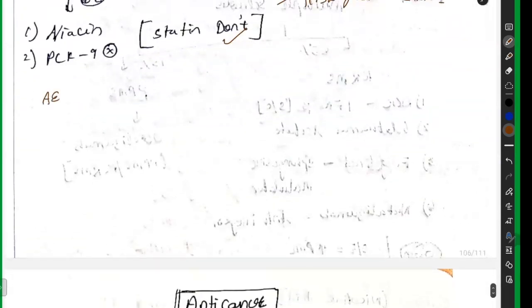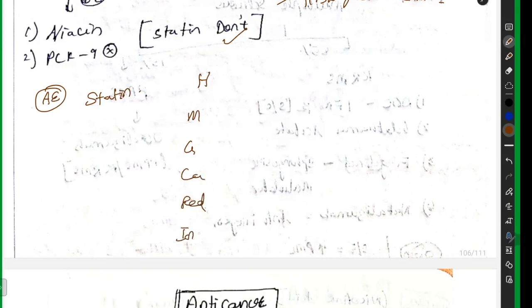So what are the adverse effects of statins? We are going to remember it by using the mnemonic HMG CoA reductase inhibitor. That is your statin, right? H stands for hepatotoxicity, or otherwise headache. Both are going to be caused by your statin.